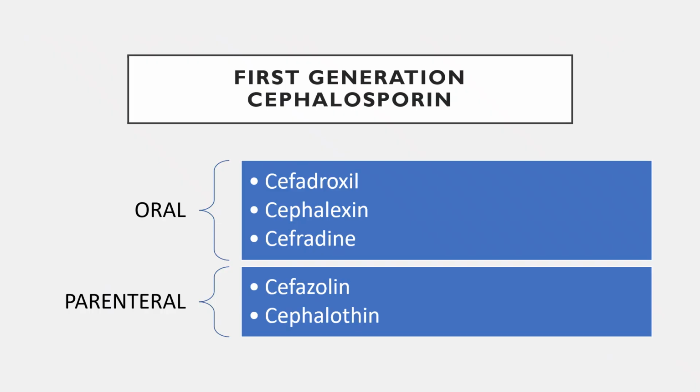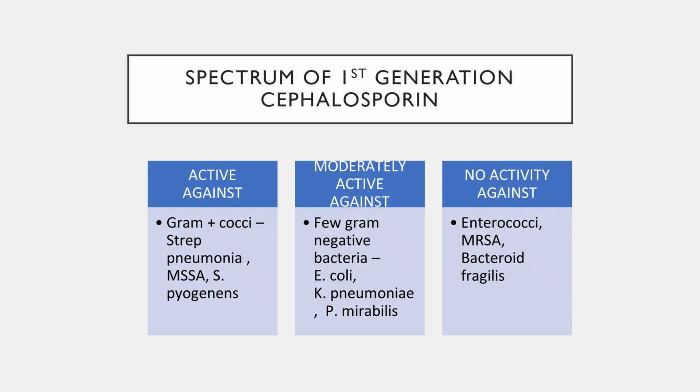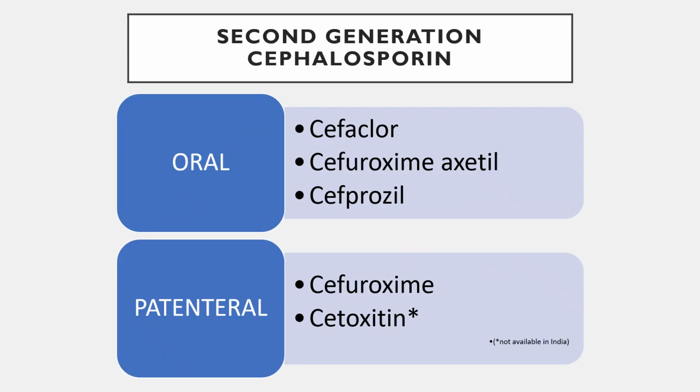First generation cephalosporins include oral and parenteral drugs. Oral drugs include cefadroxil, cephalexin, and cephradine, and the parenteral ones are cefazolin and cefalothin. Spectrum of first generation cephalosporins: they are active against gram-positive cocci, moderately active against a few gram-negative bacteria, and show no activity against enterococci, MRSA, and Bacteroides fragilis.